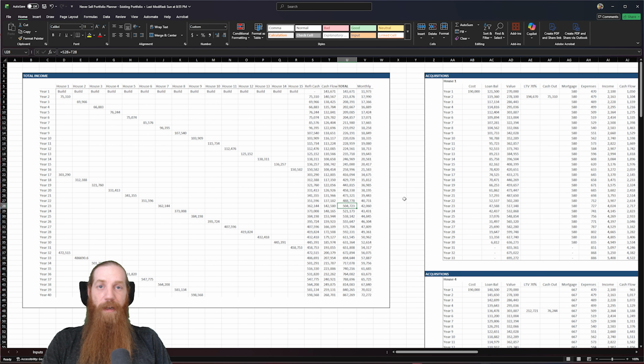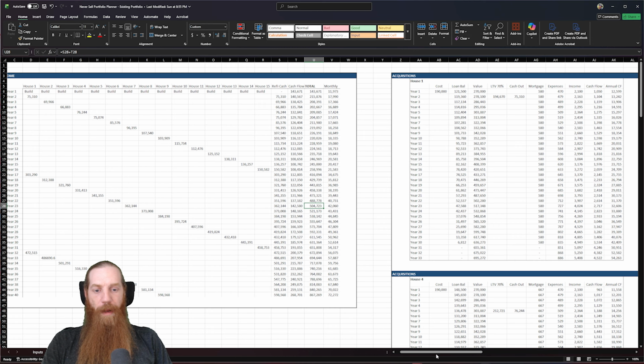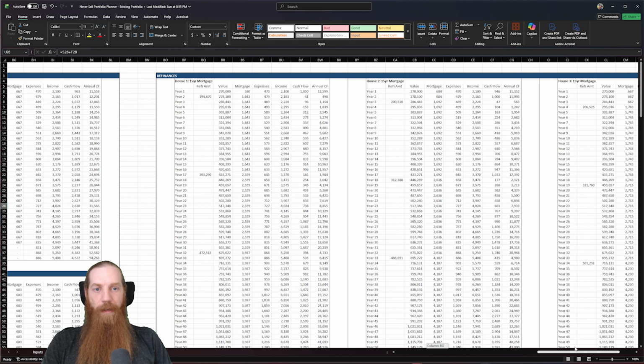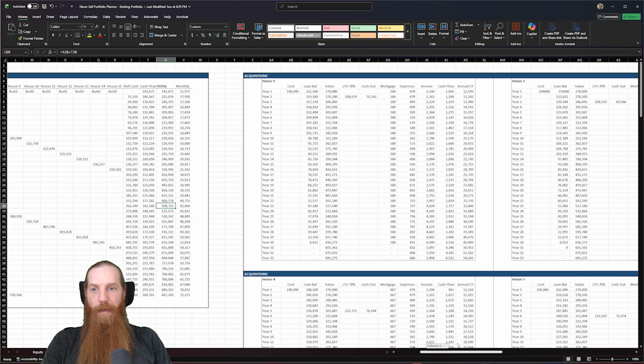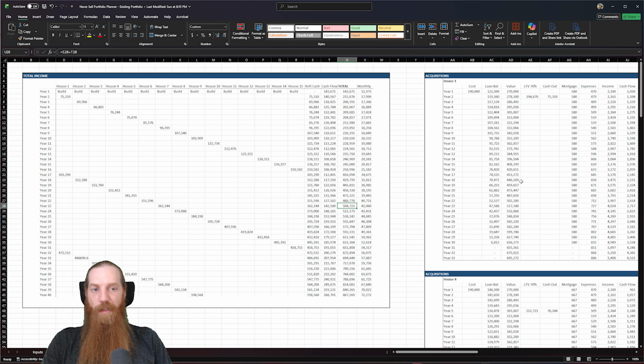So if you do have an existing portfolio, you're an investor that's been doing this for a while, and you want to see what happens if you take 15 of your rentals and turn them into the never sell portfolio, this is kind of how you can see what those numbers would look like, right? So I did want to show that real quick as well. And of course, you have all your refis filled out over here, all your acquisitions here. You can look at the individual houses, the numbers for each house, and so on and so on.